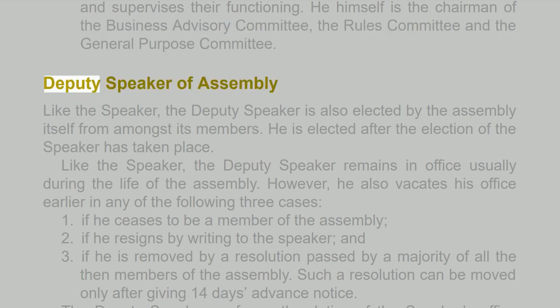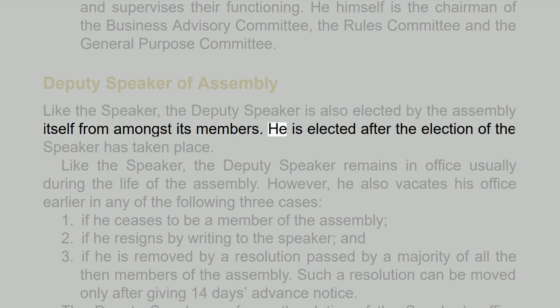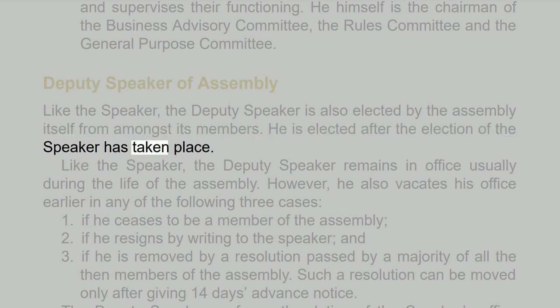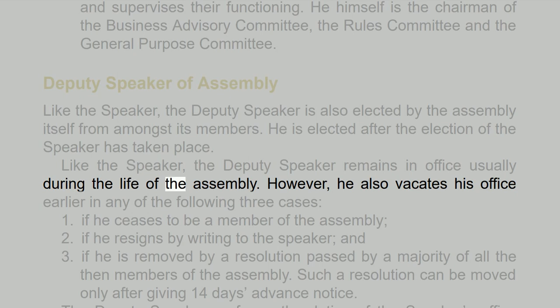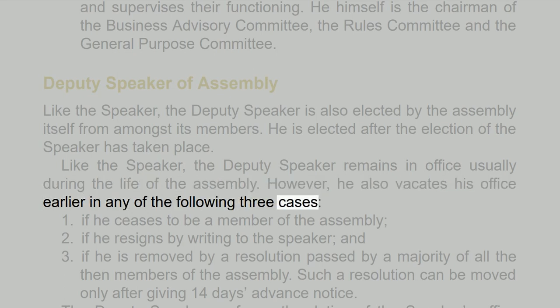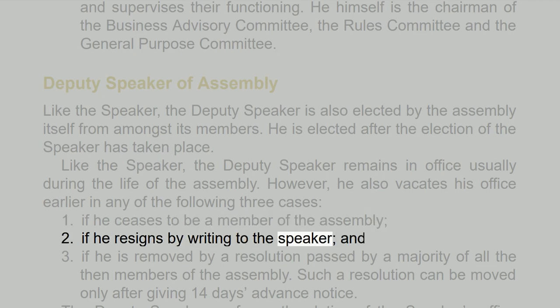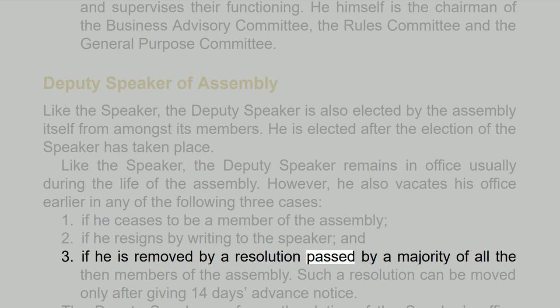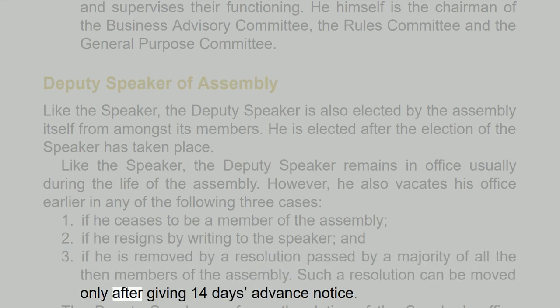Deputy Speaker of Assembly. Like the Speaker, the Deputy Speaker is also elected by the Assembly itself from amongst its members. He is elected after the election of the Speaker has taken place. Like the Speaker, the Deputy Speaker remains in office usually during the life of the Assembly. However, he also vacates his office earlier in any of the following three cases: 1. If he ceases to be a member of the Assembly, 2. If he resigns by writing to the Speaker, and 3. If he is removed by a resolution passed by a majority of all the then members of the Assembly. Such a resolution can be moved only after giving 14 days advance notice.